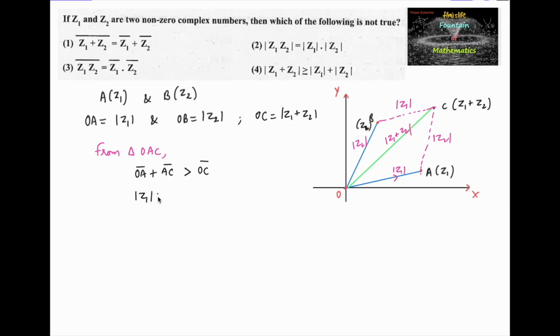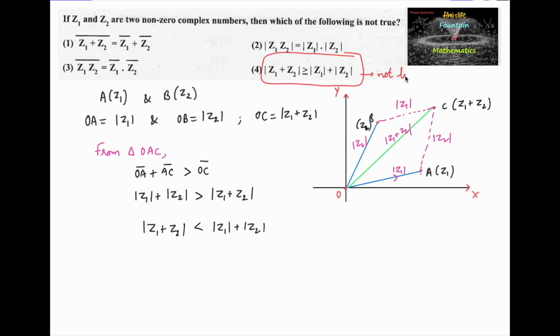OA is mod of Z1, the length, and AC is mod of Z2, which must be greater than mod of Z1 plus Z2. So this is the property we have. That is, mod of Z1 plus Z2 should be smaller than or equal to mod of Z1 plus mod of Z2. But in option 4, we have mod of Z1 plus Z2 is greater than or equal to mod Z1 plus mod Z2, which is not true. So we can say that option D is not true.